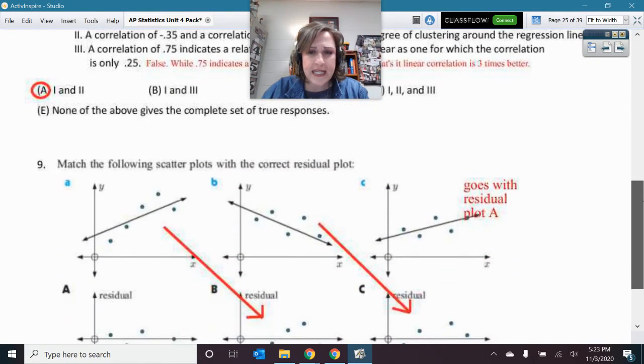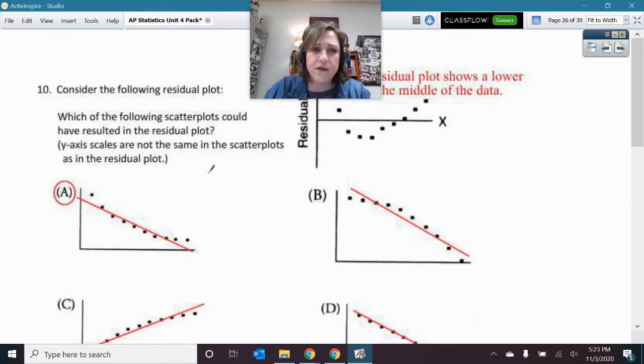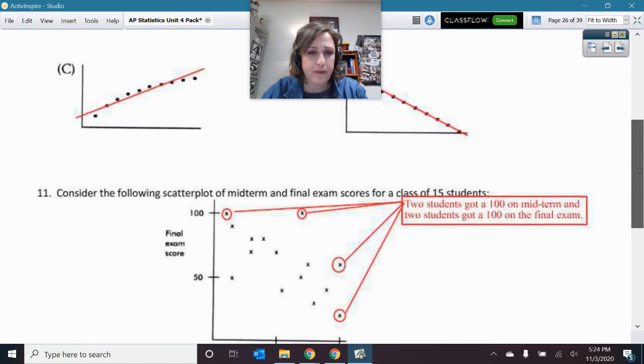Okay, 9. You can hopefully line those up. A went with residual B. B went with residual C. C went with residual A. 10. Okay, you've just got to be able to put these lines in here, the line of best fit, the LSRL, and then for C, you're thinking backwards. Here's the accentuated residual plot with this line down the middle. So here is how that looks with those dots going below and then back above.